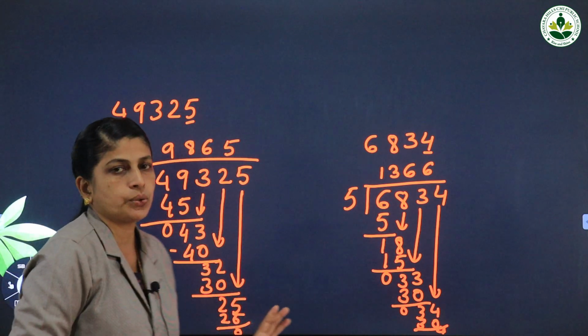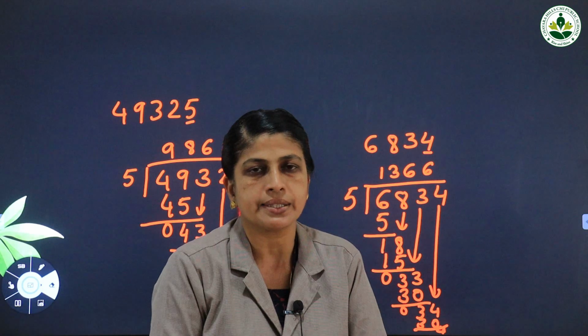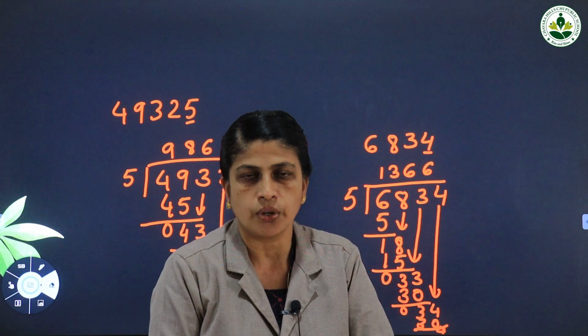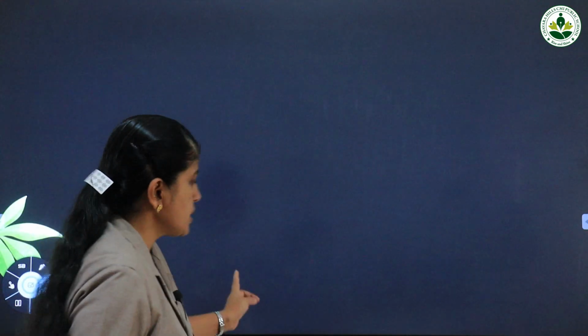Therefore, the divisibility rule for the number 5 is to check whether the ones place digit is 0 or 5. If the ones place digit is 0 or 5, then the number is divisible by 5. Then the next rule is the divisibility rule for the number 10. That means if the ones place digit is 0, then the number is divisible by 10.